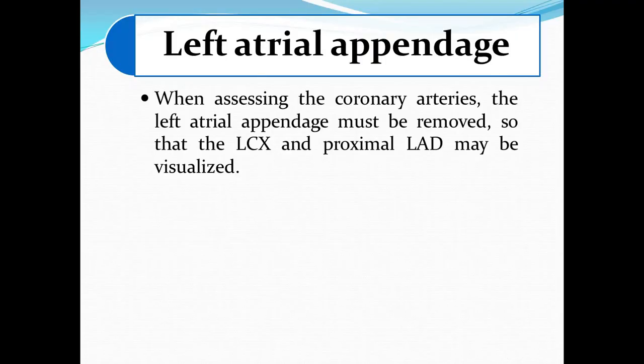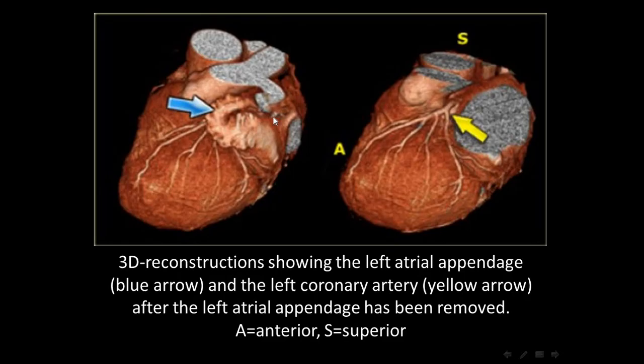Why do we need to know this? Because when assessing the coronary arteries, the left atrial appendage must be removed during the reconstruction of the images, so that we can see the left circumflex and the proximal left anterior descending artery. This is the left atrial appendage, and this is the image after removal of the left atrial appendage. Here we can see the left coronary artery, the anterior descending, and the circumflex artery clearly.